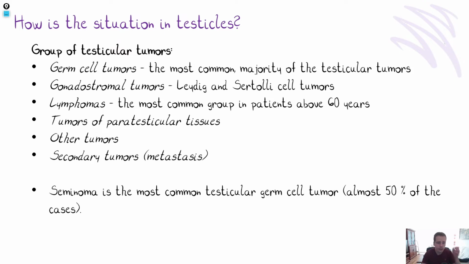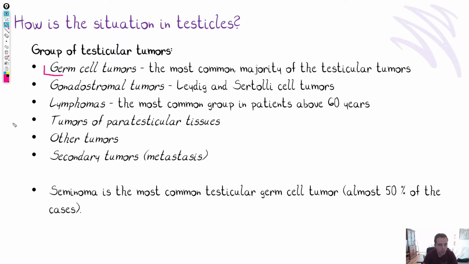So I said that the typical localization of germ cell tumors are gonads, testicles and ovaries. And the situation is slightly different in testicles and ovaries. So how is the situation in testicles? Here you can see the main groups of testicular tumors, and you can see that the germ cell tumors represent the most common group of primary testicular tumors.